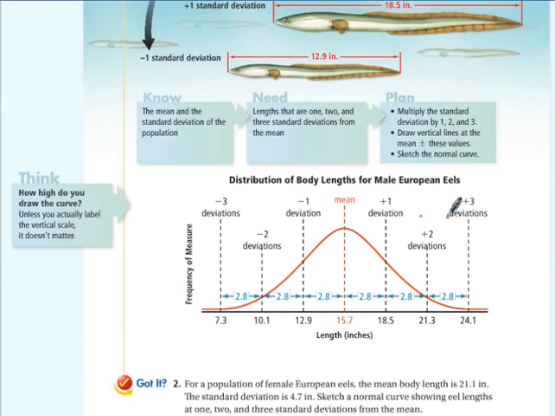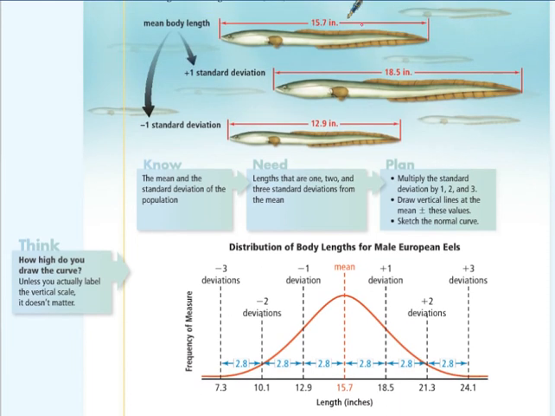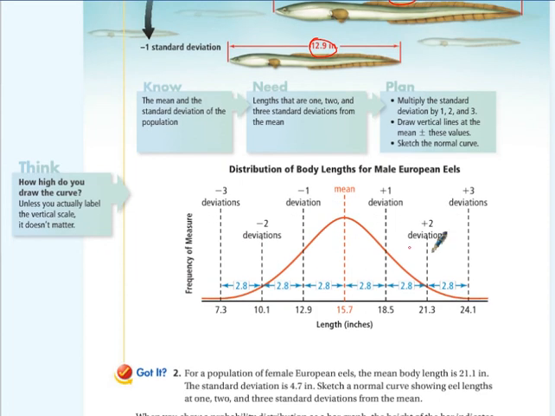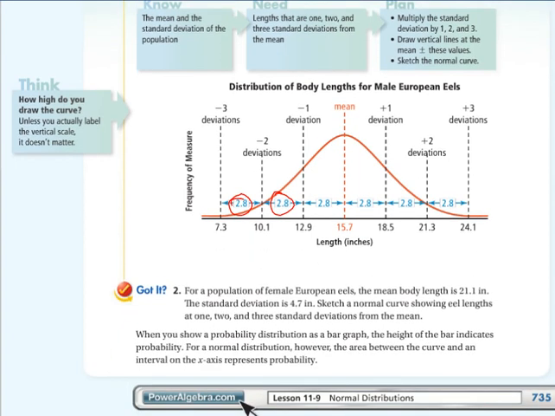So this is what we get. We get the mean of 15.7, and then we have 18.5 and 12.9. These numbers are all coming from here, here, and here. We draw them each time. We see that the standard deviation is 2.8, so we just continue moving 2.8 each time in each direction for the deviations of -3, -2, -1, 1, 2, and 3. It's really that simple. There's not a whole lot to this.